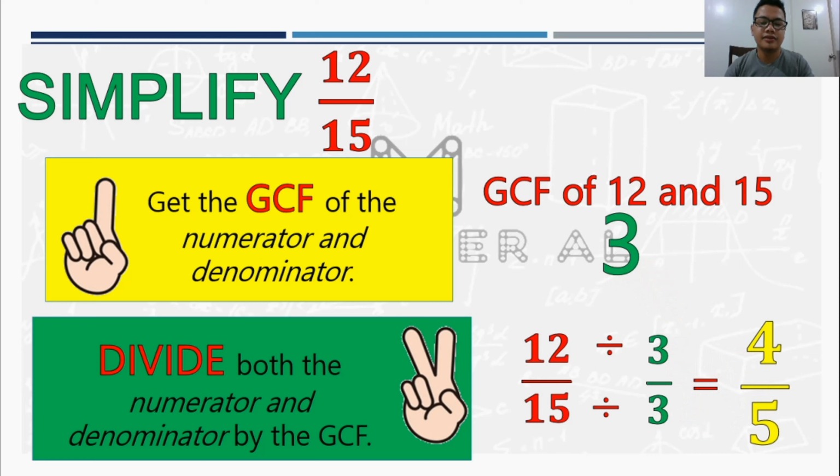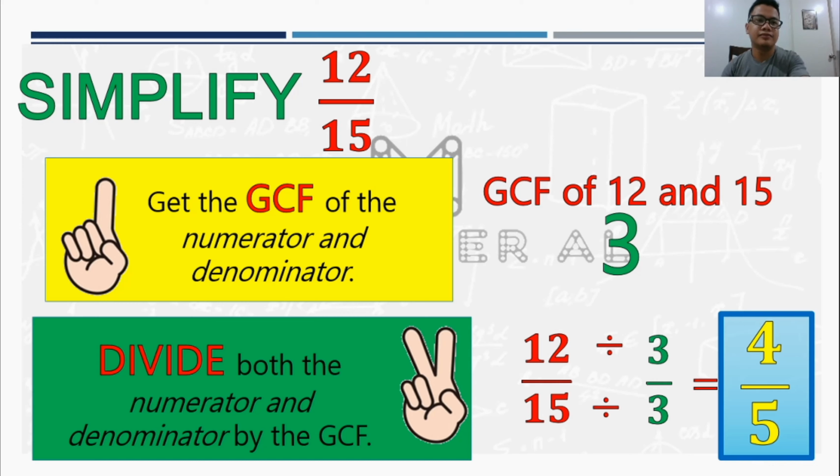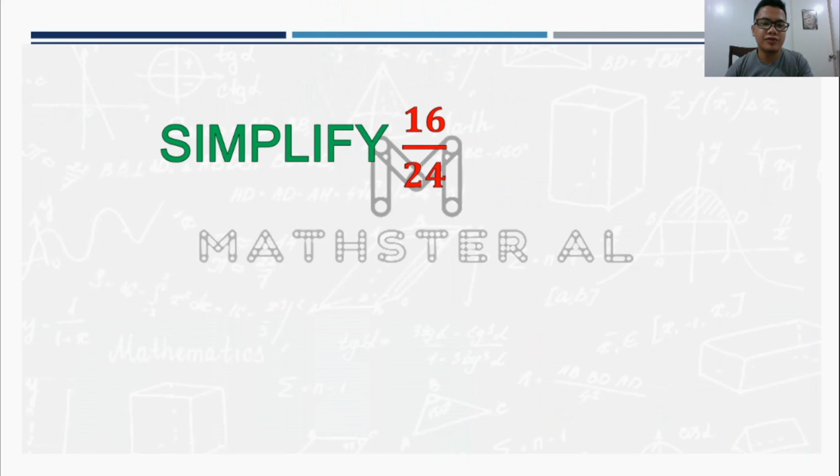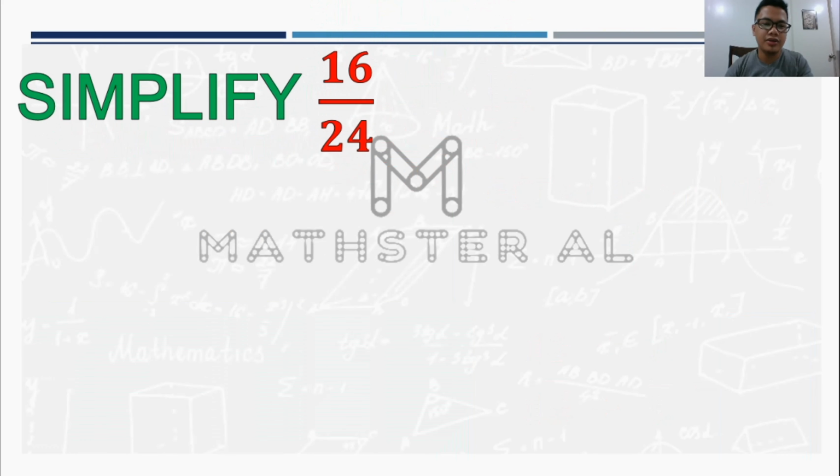Okay, now check, is 4 over 5 simplified? Okay, yes, it's simplified already since we cannot think of other common factors from 4 and 5. Now let's move to our last example, if you're okay with that.